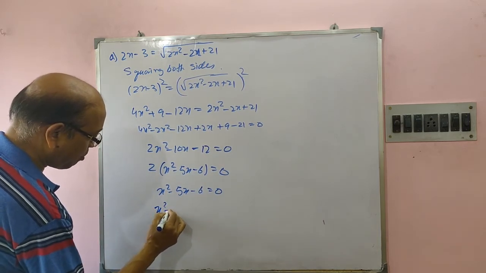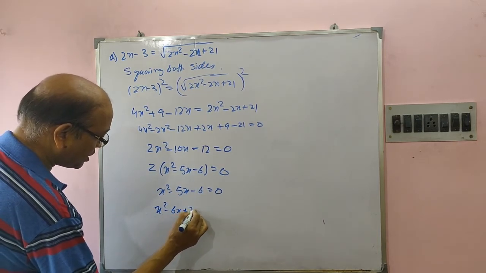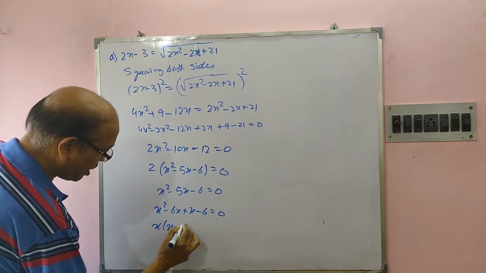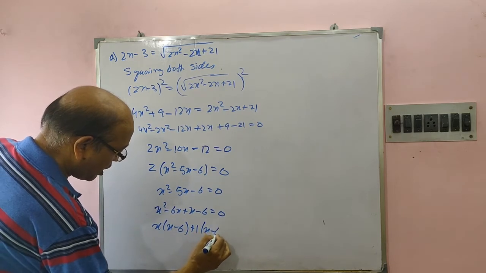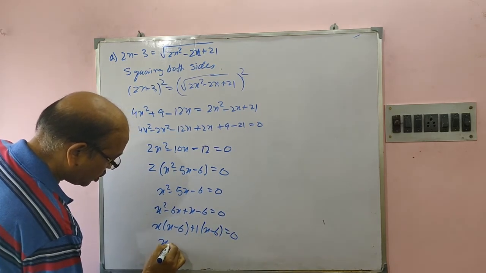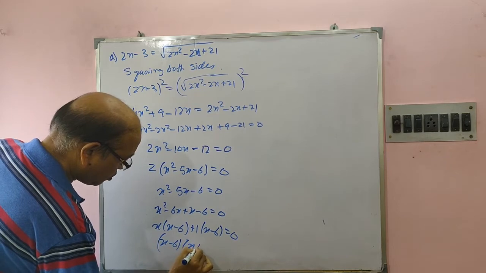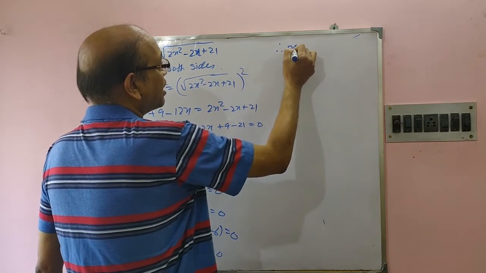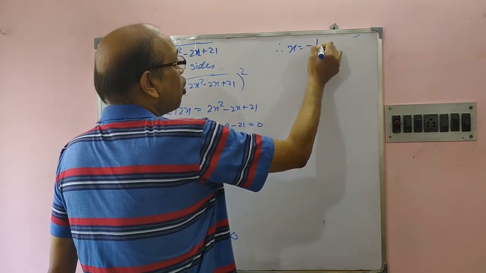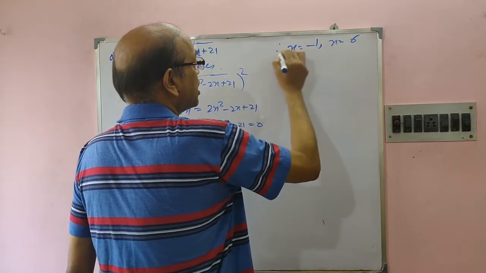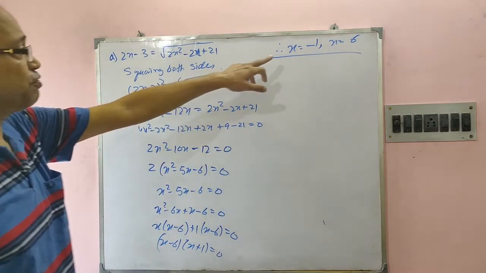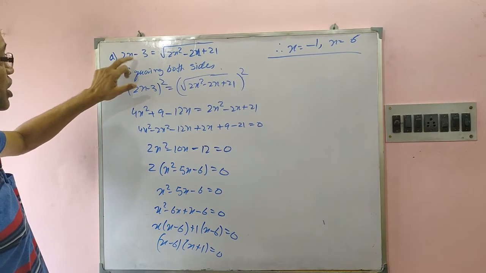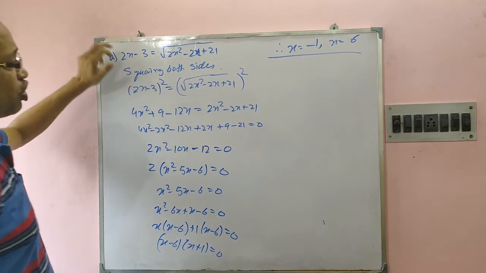Therefore x square minus 6x plus x minus 6 equals to 0. So taking x common, x(x minus 6) plus 1(x minus 6) equals to 0, so x minus 6 or x plus 1 equals to 0. Therefore either x equals to minus 1 or x equals to 6. Now we have to put this value of x into this equation and see if it satisfies or not.